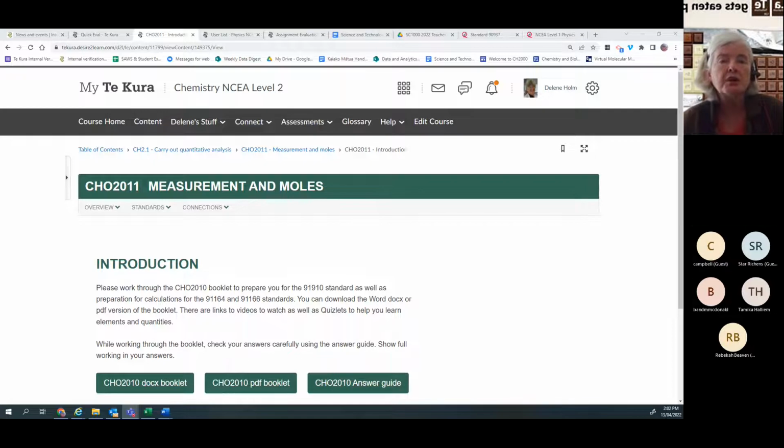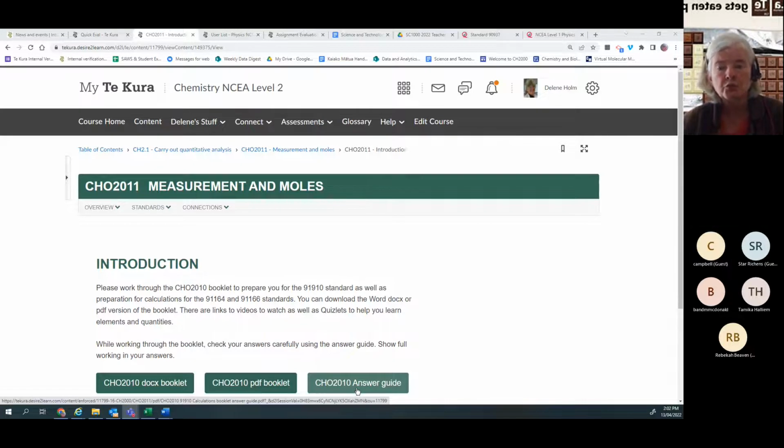Okay, so where do I find this booklet that I'm going to be working with? Hopefully most of you do know this already, but if you go to the level 2 course and you go to content and you look for 2011 and you look at the landing page of this module, this is where you find the booklet. You can choose between a PDF or a docx Microsoft version, and then of course the answer guide to check your answers.